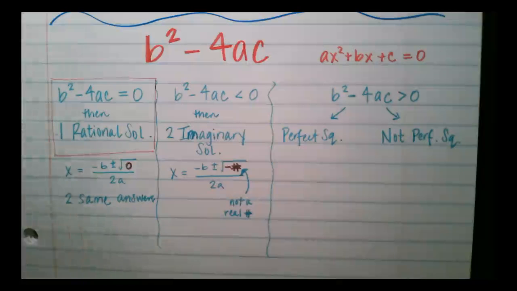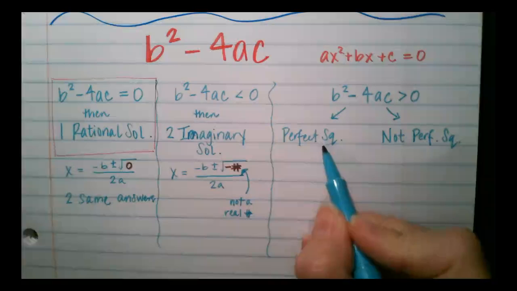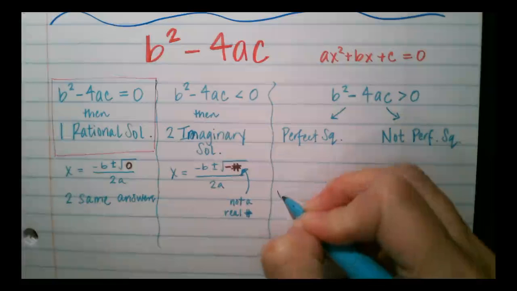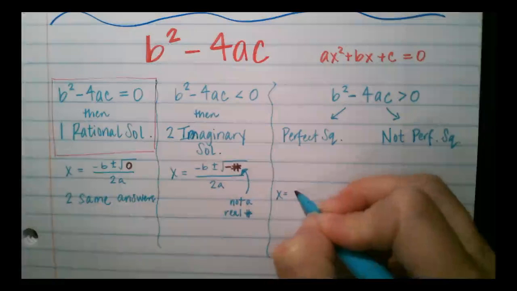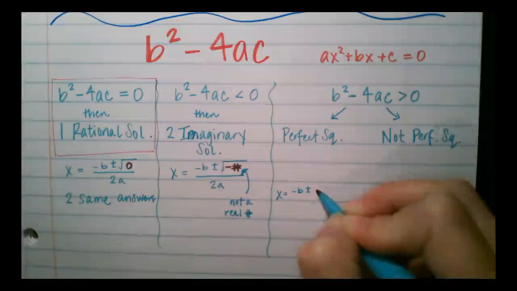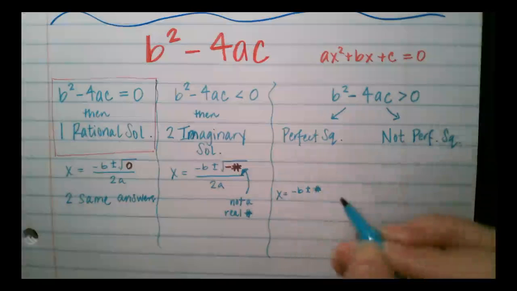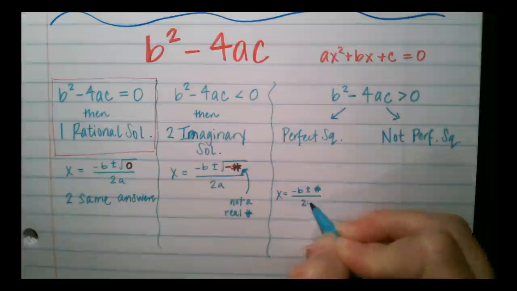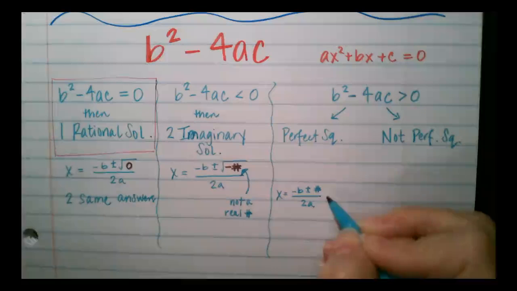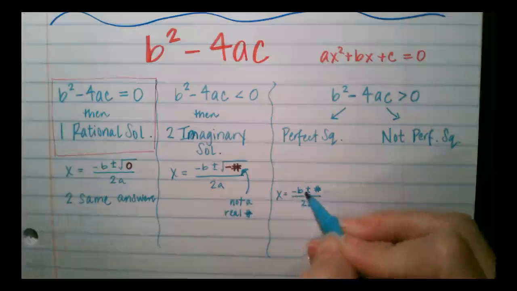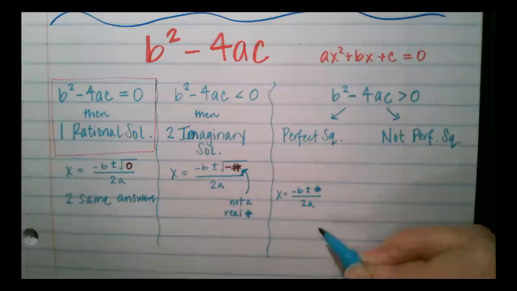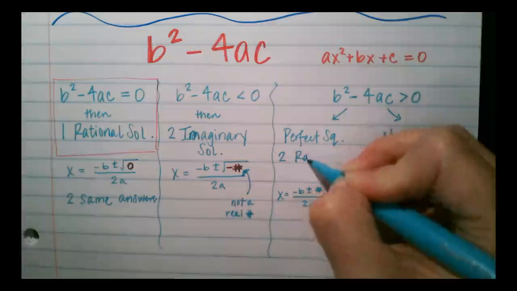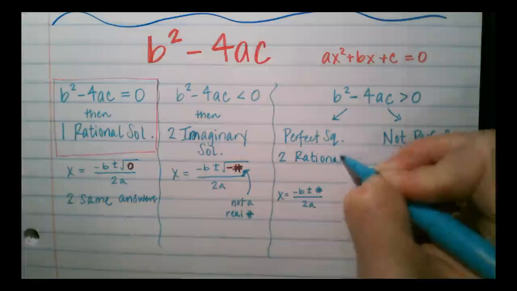All right, so here's the difference. If we work this out and we get a perfect square, then I know that our answer is going to look like negative b plus or minus the square root of a perfect square, which is going to be a number, over 2a. So we'll get two answers because we'll have negative b plus and negative b minus, and you will get two rational solutions.